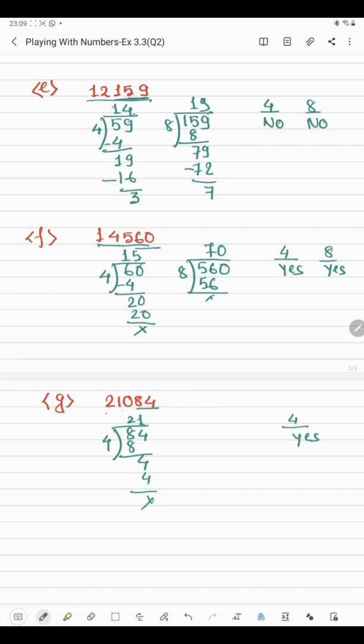Okay. Now to check the divisibility by 8, we need to take the last 3 digits. So 084, which means 84, will be divided by 8. Now 8 1s are 8. So 4 will come down. So it cannot be divided by 8. So that means we have got 4 as remainder. So we can say that since 84 cannot be divided by 8, this 21084 also will not be divisible by 8. So we'll write no.